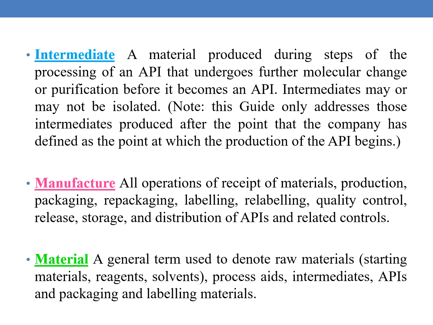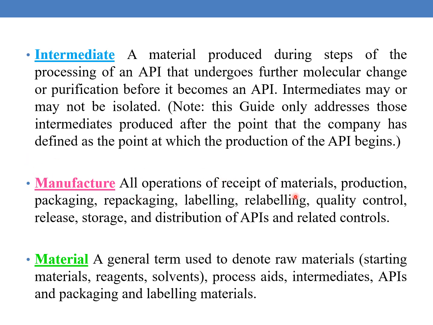It addresses only the impurities that are produced after a point that a company has defined as the point at which the production of API begins. It can be after isolation and purification, or it can be before isolation and purification. The company will decide the step. So hence an intermediate may or may not be isolated depending upon the process parameters that the company has taken into consideration.